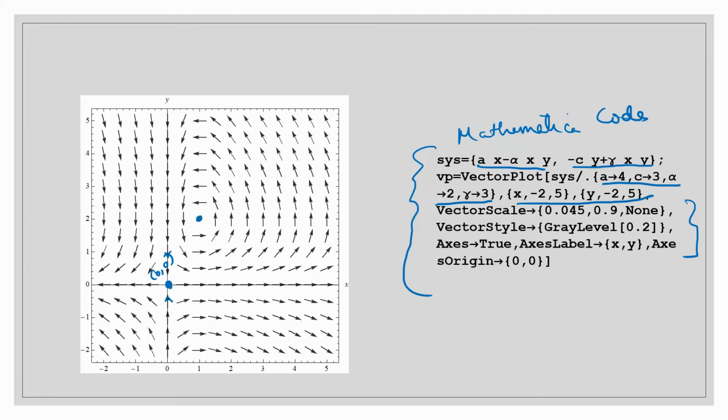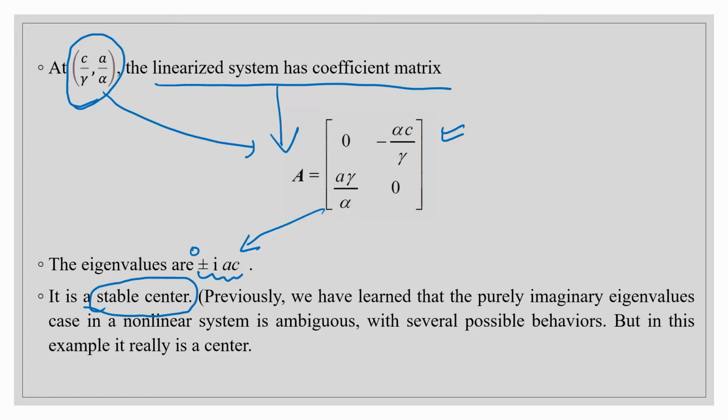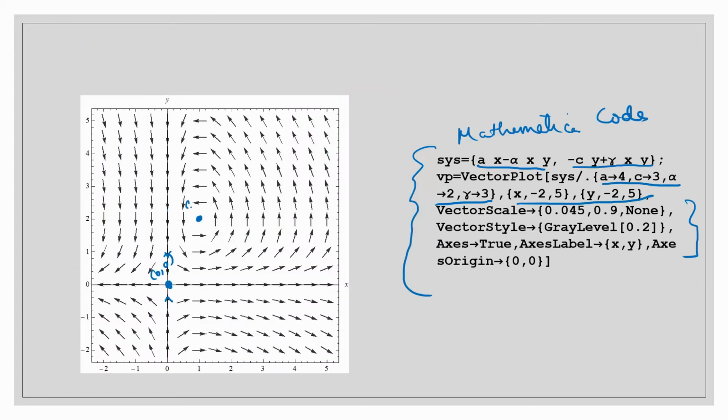You can see that this is my other equilibrium point, that is C by gamma and A by alpha. Obviously this C and A are given over here. So you can see that if you put C by gamma, this is 1, and A by alpha, this comes out to be 2. So this is (1, 2), and you can see that this one looks like a stable spiral.